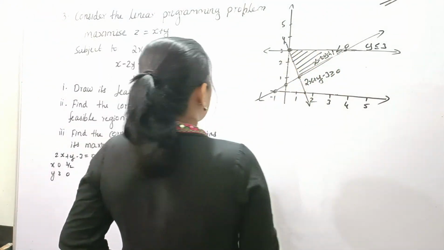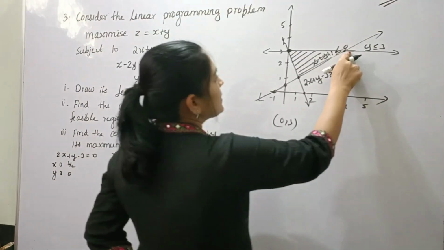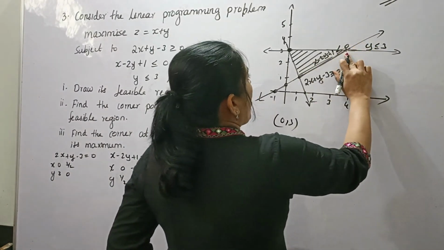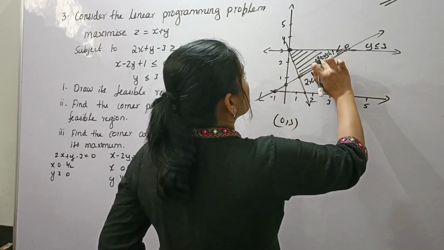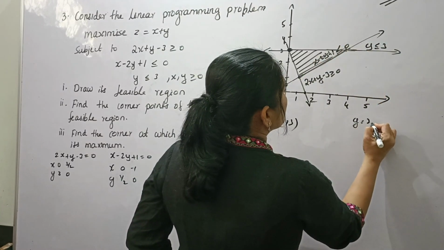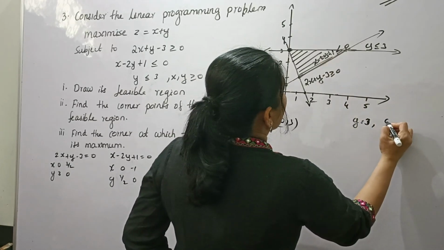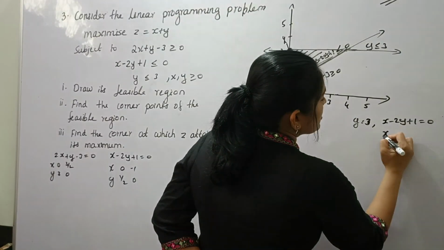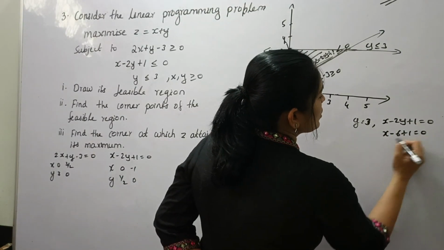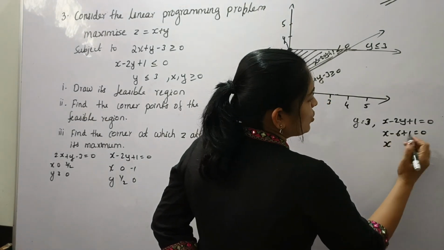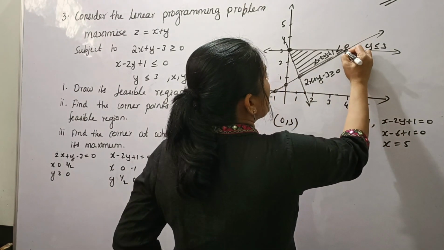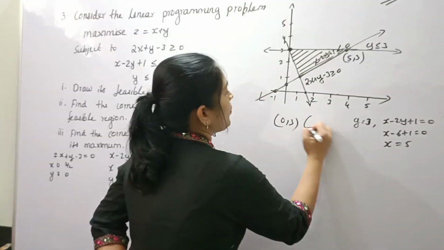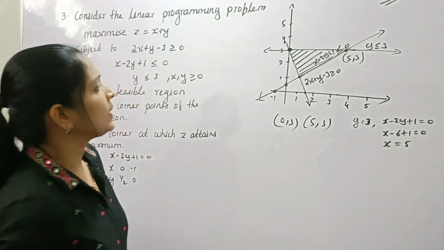What are the points? One is (0, 3), and here this one is the intersection of y is equal to 3 and this line. So let's find it: y is equal to 3 and this line is x minus 2y plus 1 is equal to 0. Substitute y is equal to 3 here. So x minus 6 plus 1 is equal to 0, that is x minus 5 is equal to 0. So x is equal to 5. So it is the point (5, 3). Okay, so corner points (0, 3), (5, 3).